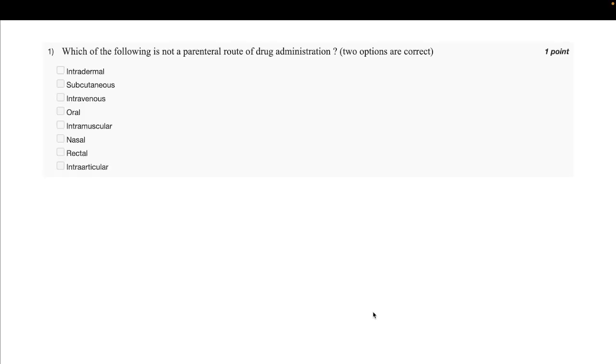So this is the first question. Which of the following is not a parenteral route of drug administration? And there are two correct options. If anybody wants to volunteer, you can go ahead, or else we'll discuss. Oral and rectal, ma'am. Anybody else? Oral and rectal, ma'am. Yeah, thank you. So that's a pretty easy question.